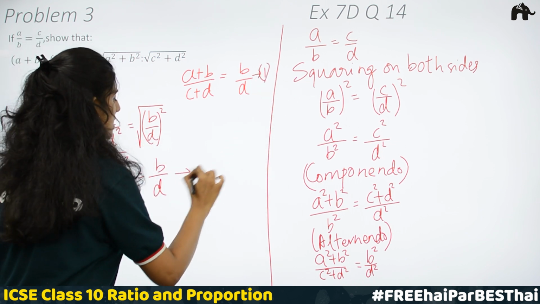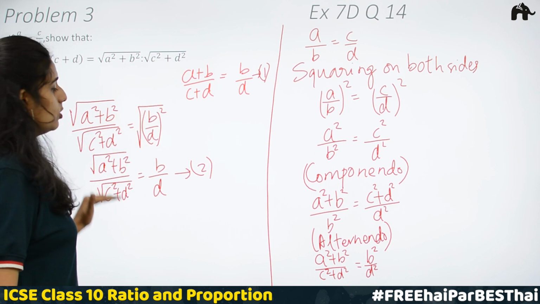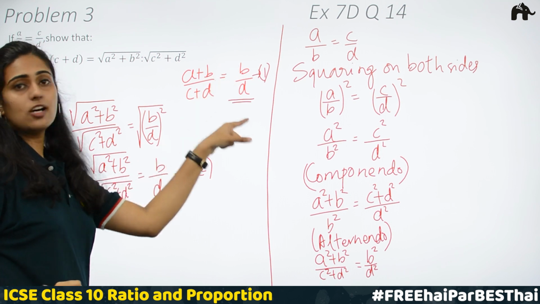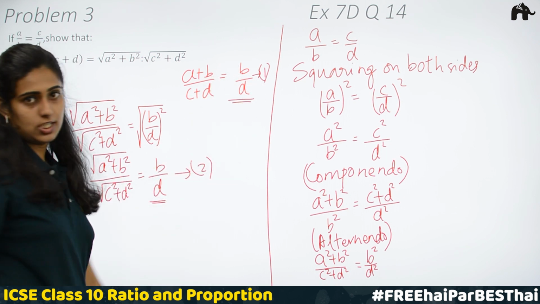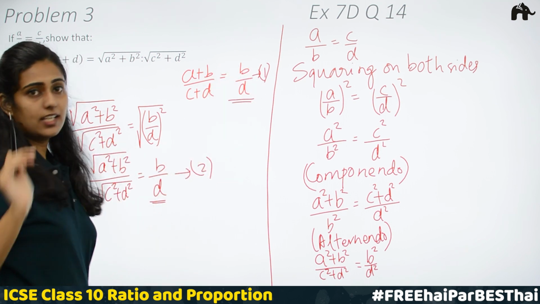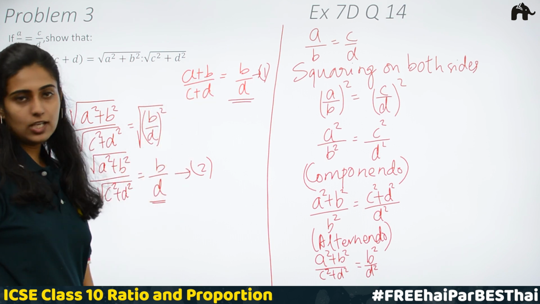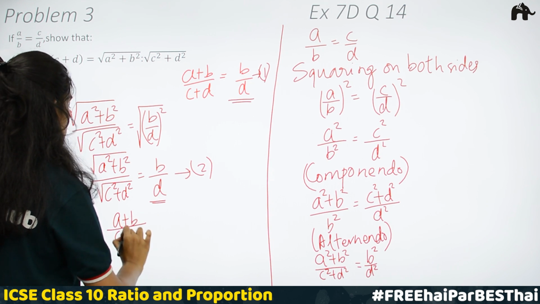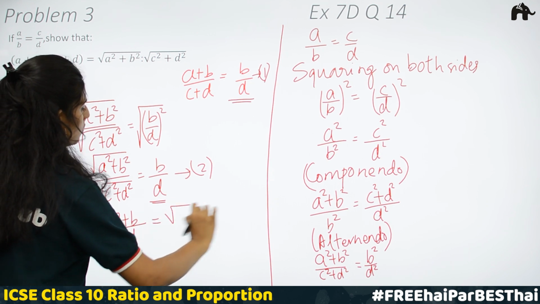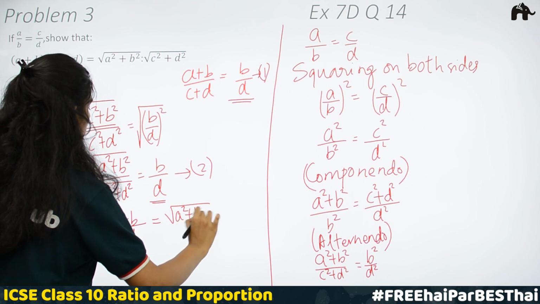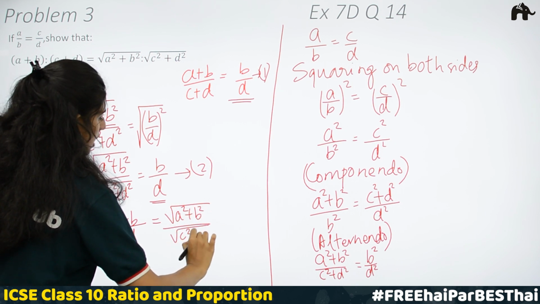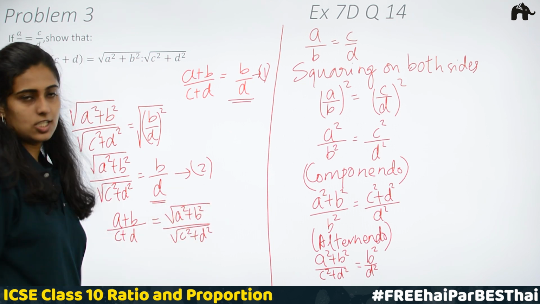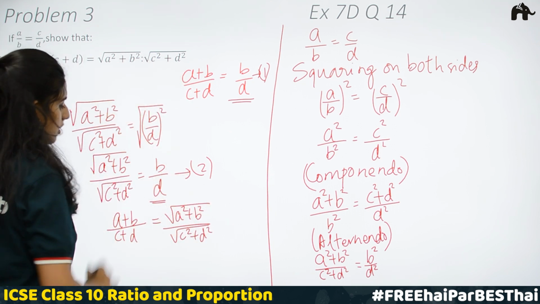Now this is taken as a second equation. When you compare first equation and second equation, RHS is same, right? B by d is on the RHS for both the equations, which means if RHS are equal, then LHS also should be equal. This can be written as a plus b by c plus d is equal to root of a square plus b square divided by root of c square plus d square. That is, comparing first equation and second equation, we can reach here. We need this. We got it right.